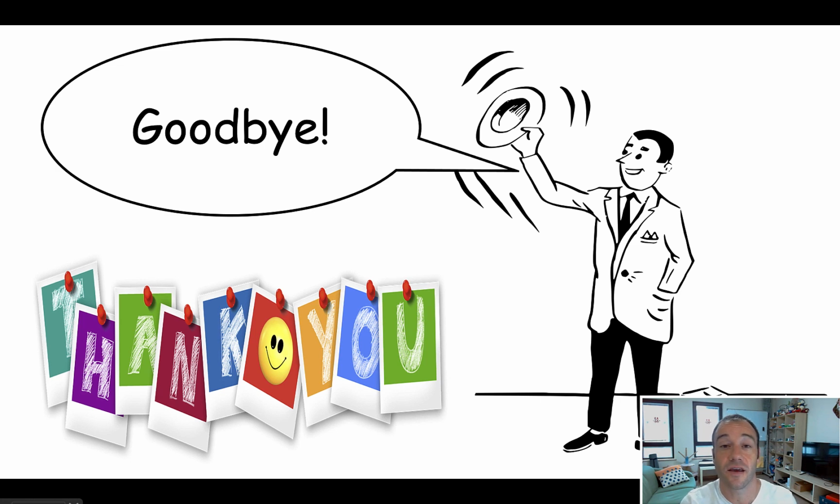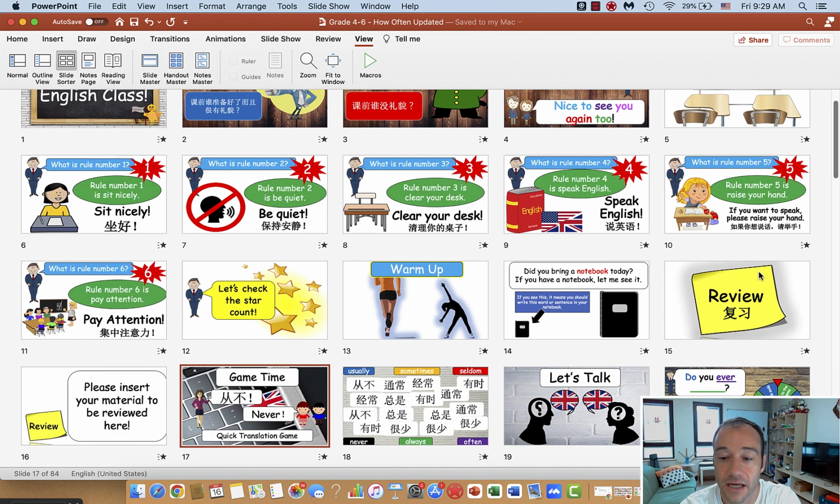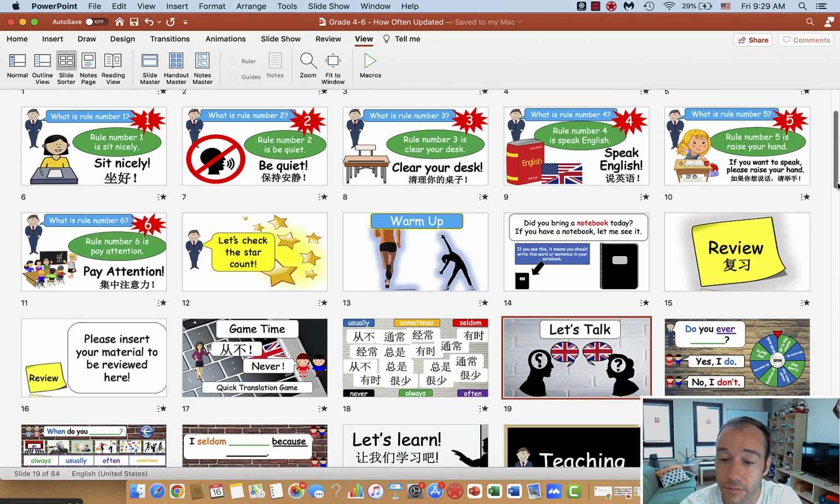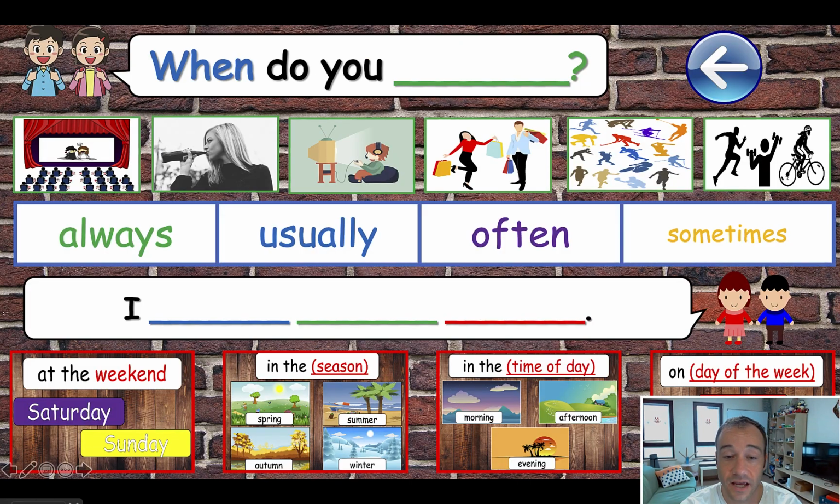Let's go into the how often lesson. Once again, the beginning of the lesson is the same, the rules and what have you, and then we have the quick translation game again, and then the review portion of the last lesson, just like I showed you at the end of the adverbs of frequency lesson. Here is the same activity again, so they can review what they learned the previous week, where this slide could just be taken and added in.